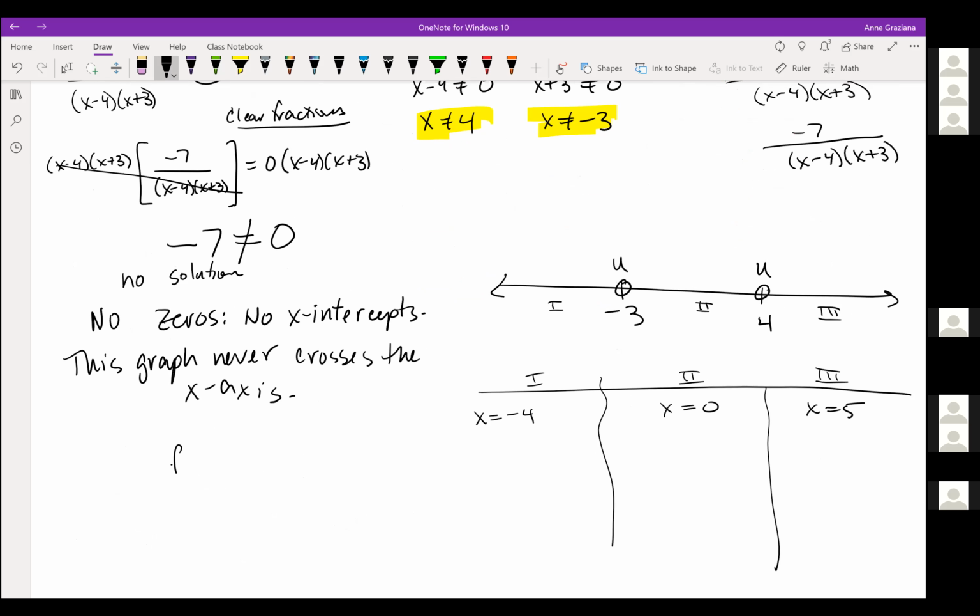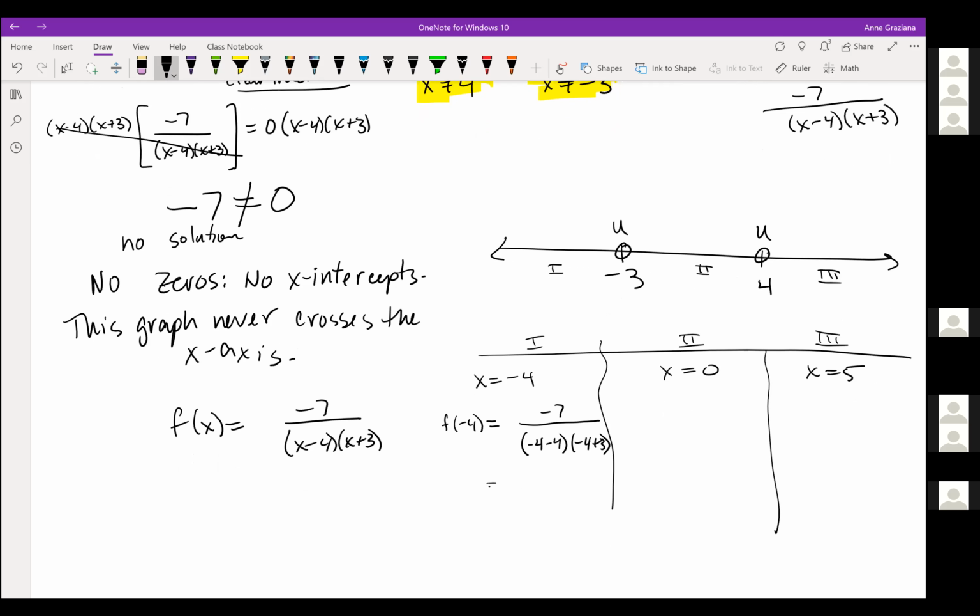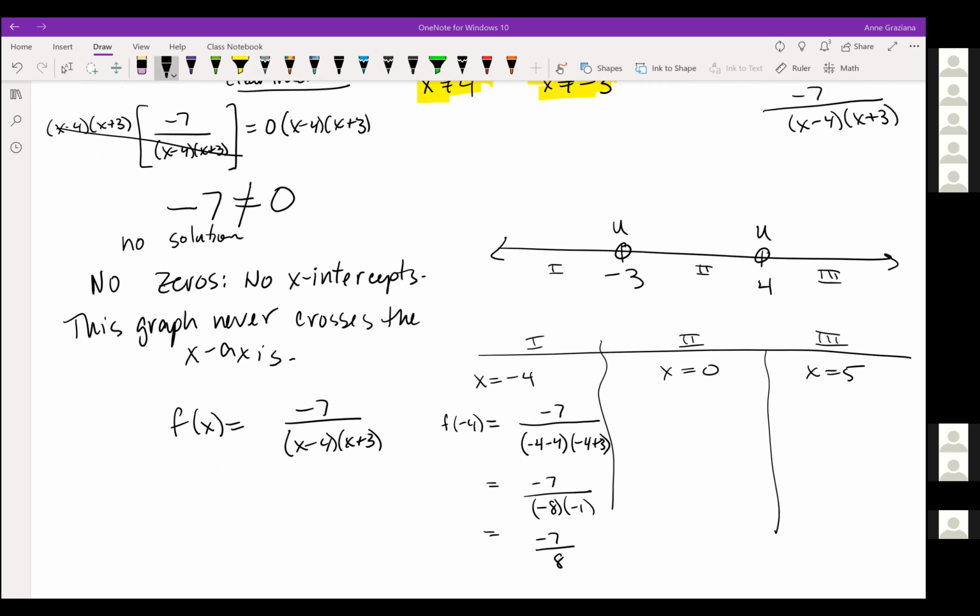Now, here's my function. f of x is equal to -7 over x minus 4 times x plus 3. Now look at this. If I plug in -4, that's going to be -7 over -4 minus 4 times -4 plus 3. Well, we're just going to calculate this. So it's going to be -7 over, this is -8 times -1. So you see how you get -7 over a +8. So this is negative. Any questions about that?